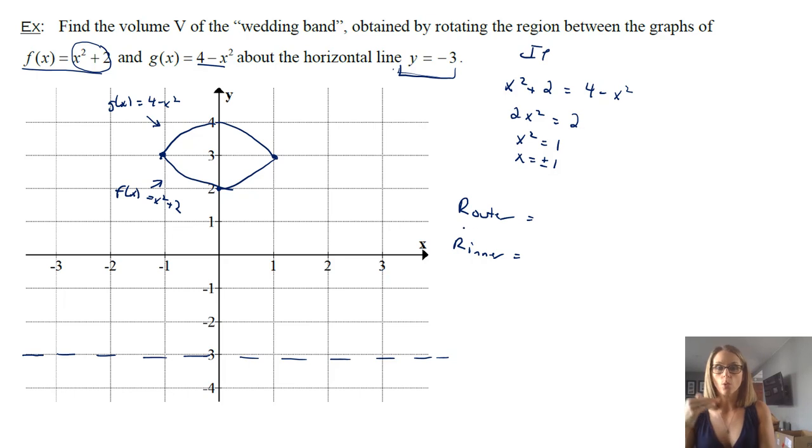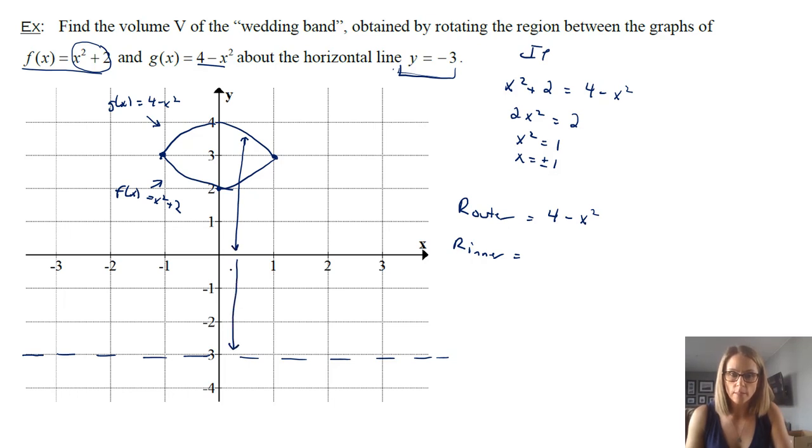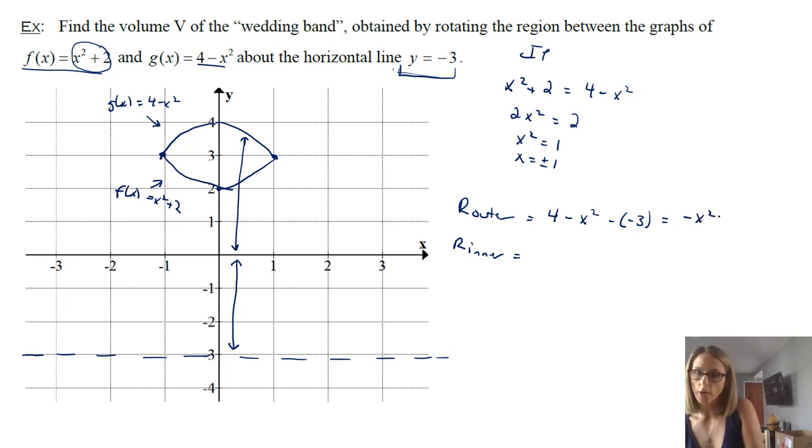But when we think about the actual radius of that, the outer is 4 minus x squared, but then that would be just from any point on that function down to here. But we've now extended that radius another 3. So it's really your radius minus the line of rotation. So minus a -3, or you could say -x squared plus 7, or 7 minus x squared.